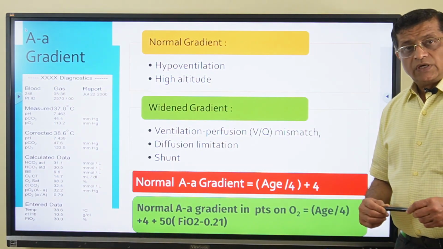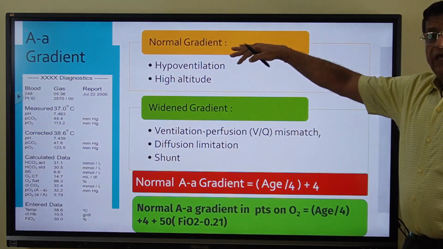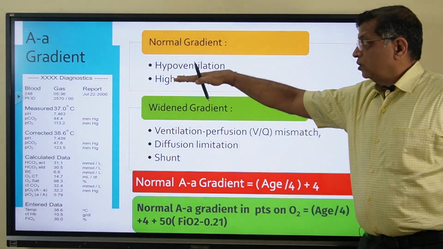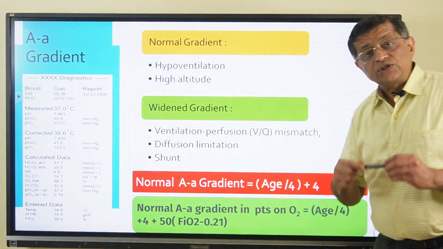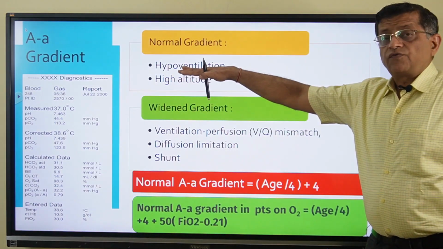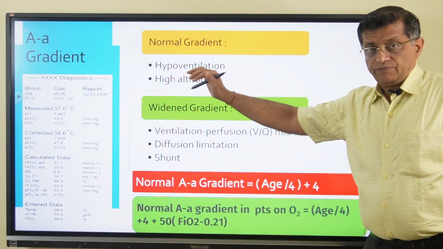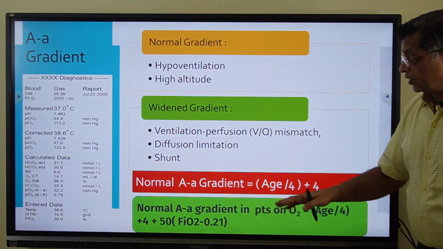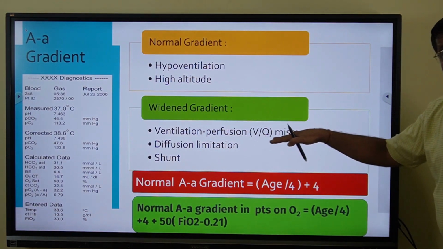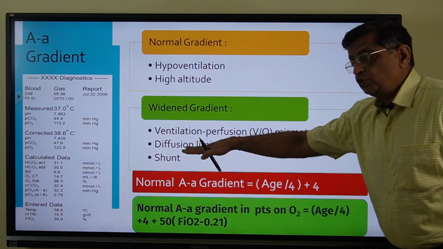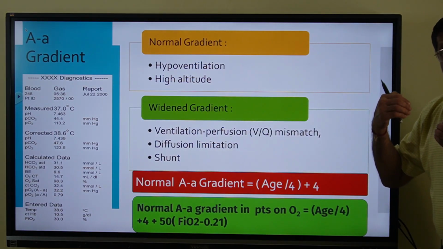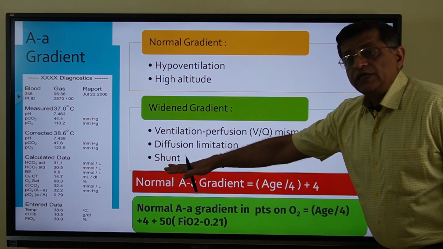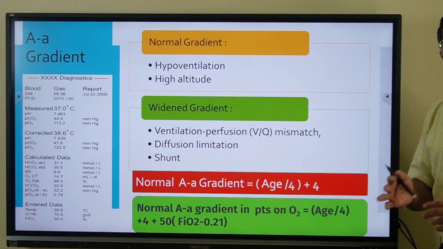What is the use of this A-a gradient? If this A-a gradient is normal, then either the patient is at very high altitude or hypoventilation is the cause, means the lungs are normal. The problem of hypoxemia is due to hypoventilation. While if the gradient is widened or raised, then there could be three possibilities. One is ventilation perfusion mismatch, or diffusion limitation, means the oxygen is not able to pass from alveoli through the capillary basement membrane into the artery, and lastly there could be a shunt, either intracardiac shunt or shunt somewhere else.